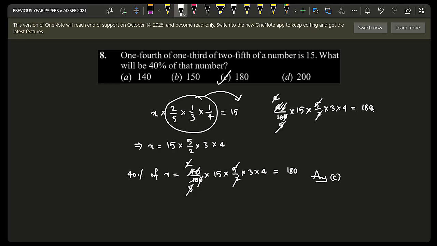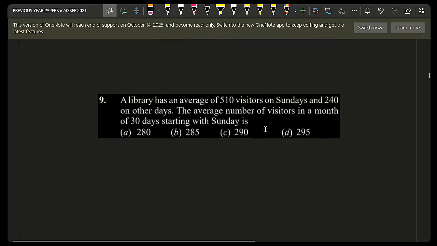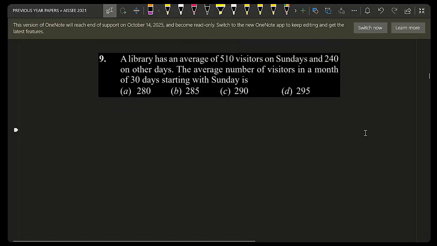So let's discuss the next question, the ninth one. A library has an average of 510 visitors on Sundays. So every Sunday, on an average, 510 visitors are coming to the library, and 240 on the other days. So except Sunday, on all the remaining weekdays, 240 members are making their presence in the library on an average. The average number of visitors in a month of 30 days starting with Sunday is, so there is a month which is starting with Sunday.